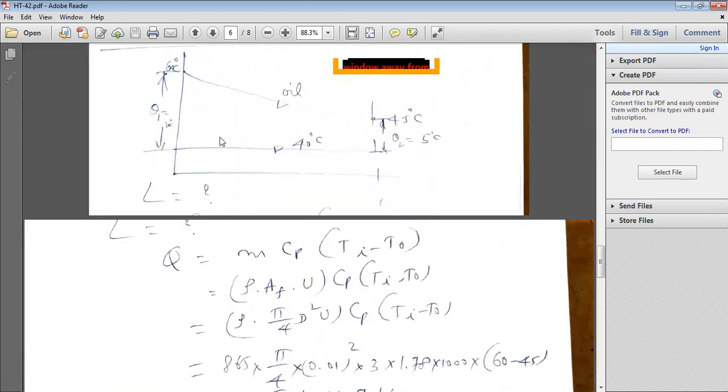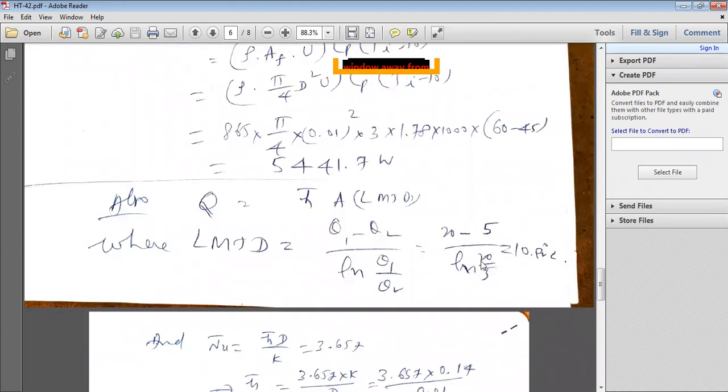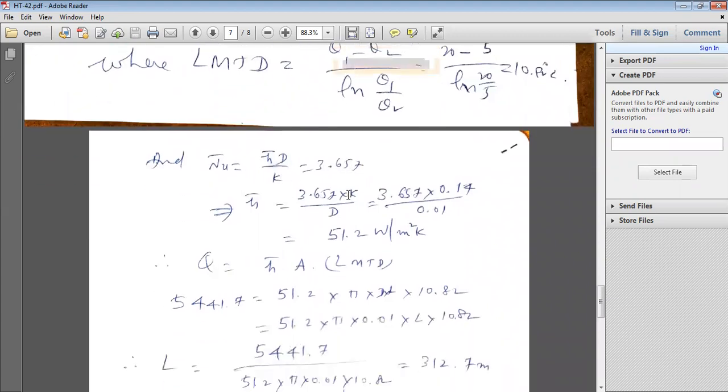So here theta 1 is 20, theta 2 is 5. So 20 minus 5 divided by ln, natural logarithm of 20 by 5. That is equal to 10.82 degrees centigrade. And after that you calculate the Nusselt number, hd by k is equal to 3.657. For constant wall temperature, Nusselt number is equal to 3.657.